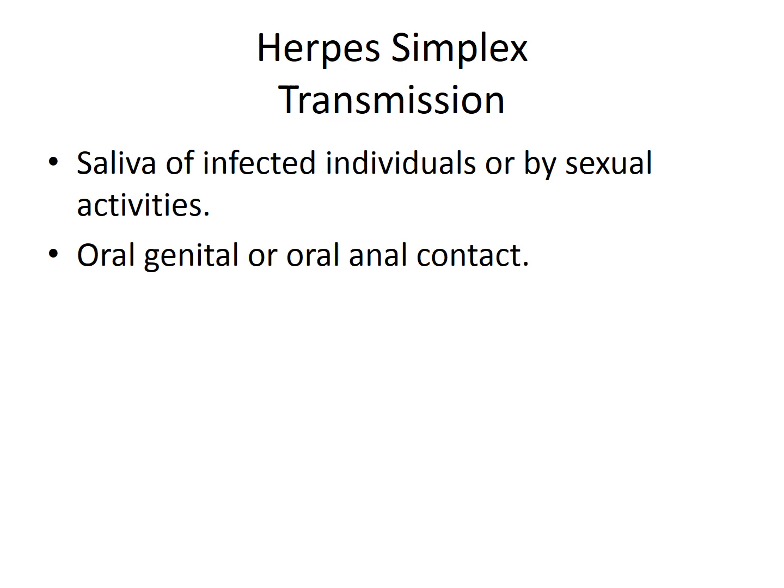The saliva of the infected individuals or bisexual activities is how herpes simplex virus 1 is transmitted from one person to the other. Oral, genital, or oral anal contact will transmit herpes simplex virus 1 to make it herpes simplex virus 2.